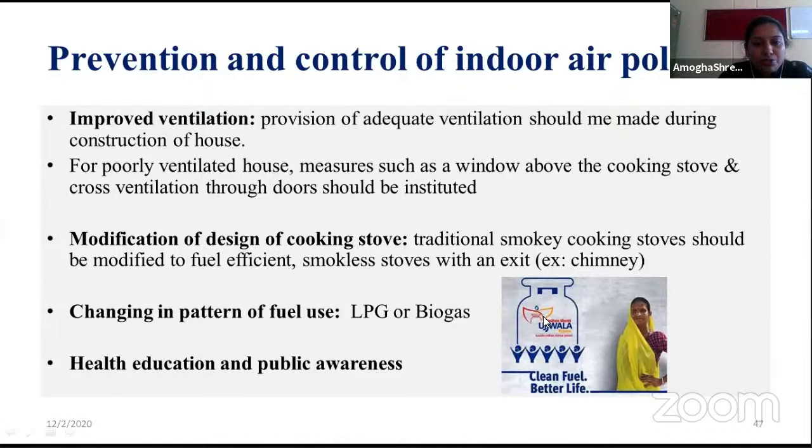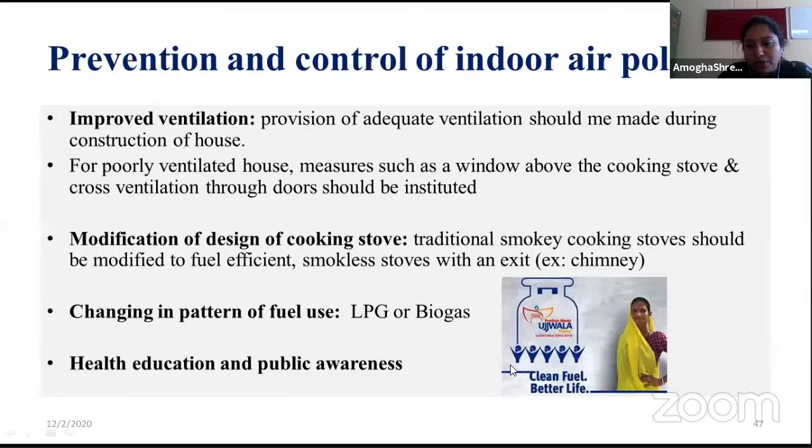Then modification of design of cooking stove. The traditional smoky cooking stove should be modified to the fuel efficient smokeless stoves with an exit like a chimney. Then changing the pattern of fuel use, like using biogas or LPG.